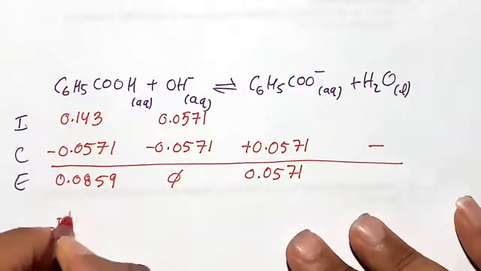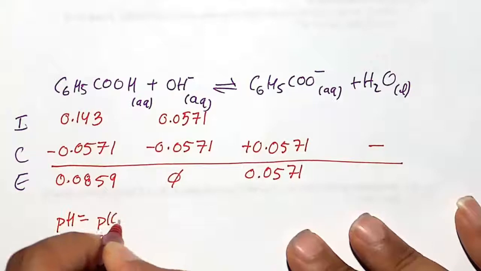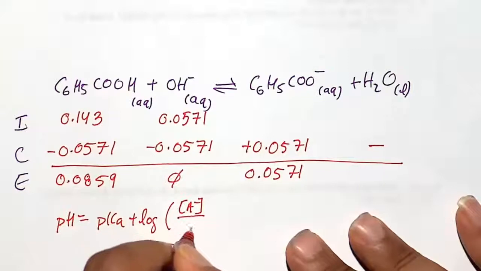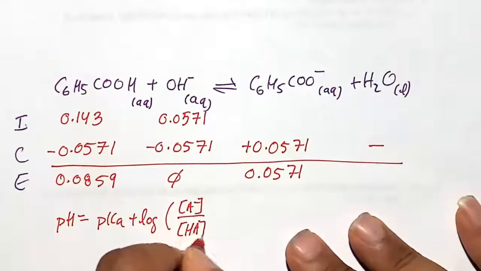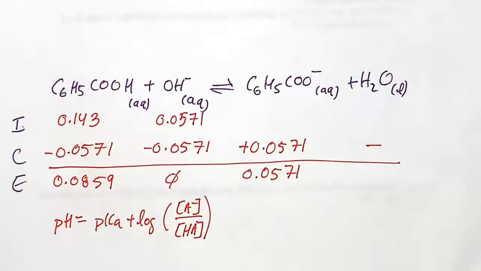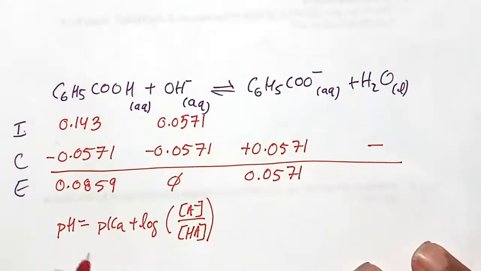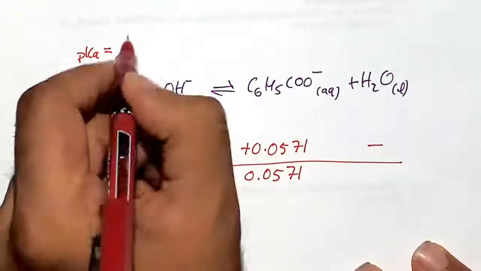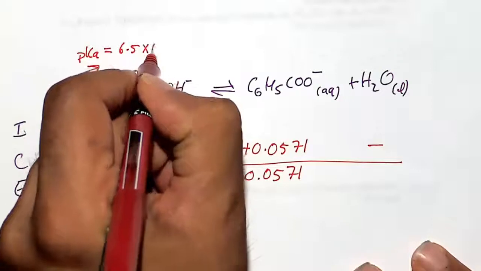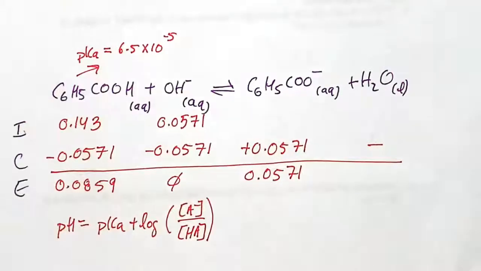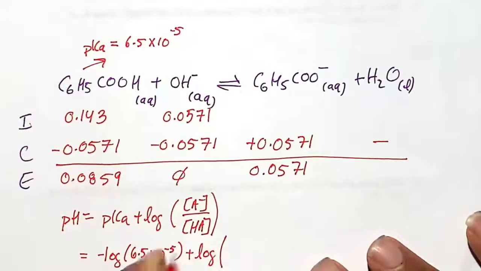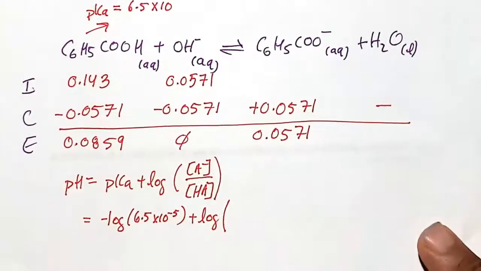So let's use the Henderson-Hasselbalch equation. pH is equal to pKa plus the log of A minus, the conjugate base, over the conjugate acid, that ratio. The Ka of benzoic acid, the propensity to give off that proton, is 6.5 times 10 to the minus 5. So pKa is going to equal minus the log of 6.5 times 10 to the minus 5, plus the log. What's our concentration of the conjugate base at equilibrium?